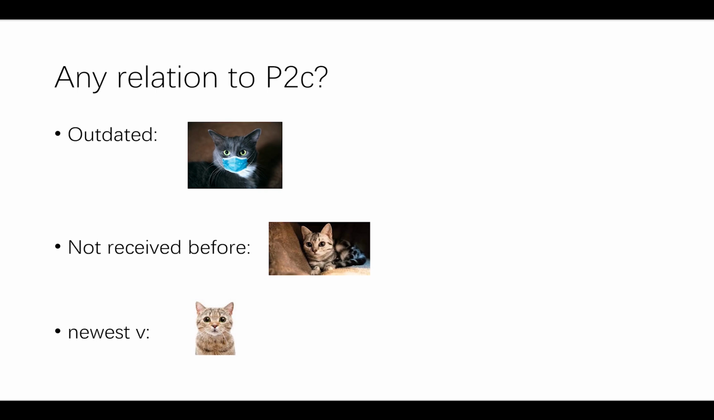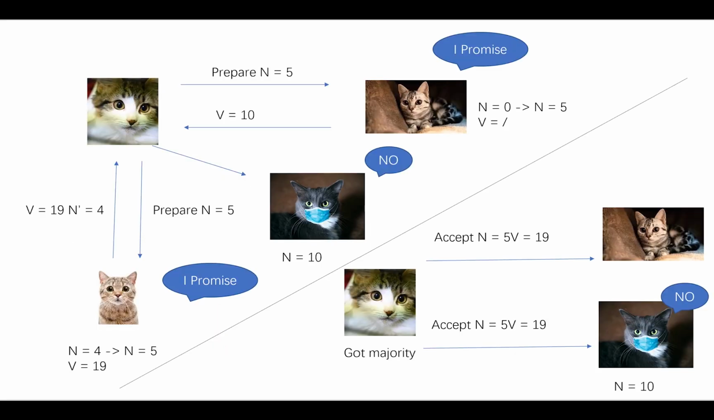How do we map the implementation to the property P2C? The masked cat means outdated in the three cases we mentioned, because it has a higher clock value. The cat in the middle means not received before in the three cases, because it hasn't got any value before and this is the first proposal it receives. And the cat at the bottom means the newest V in the three cases. It has the newest V and updates the proposer to broadcast to all other processes.